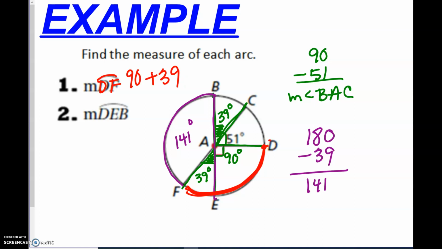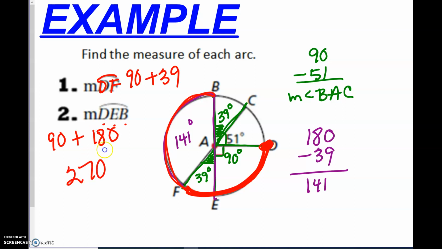Starting at D, going through E, because they're telling you D to E to BE, D to E all the way up to B. So now this whole thing. We're going to have to do 90 plus, and you could do 39 and 141, but we already know that that had better be 180 degrees. So we're going to get that to be 270 degrees. Okay? All right.